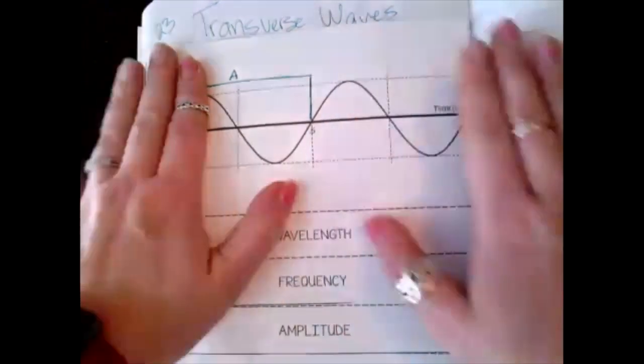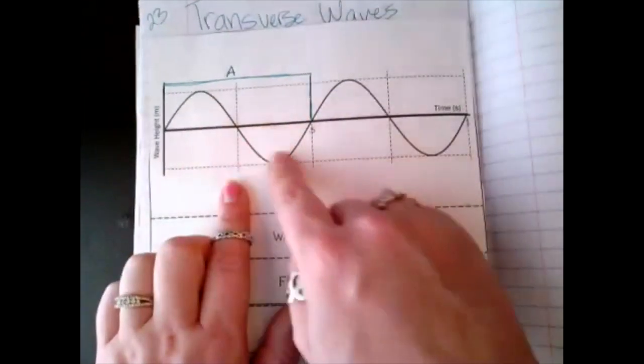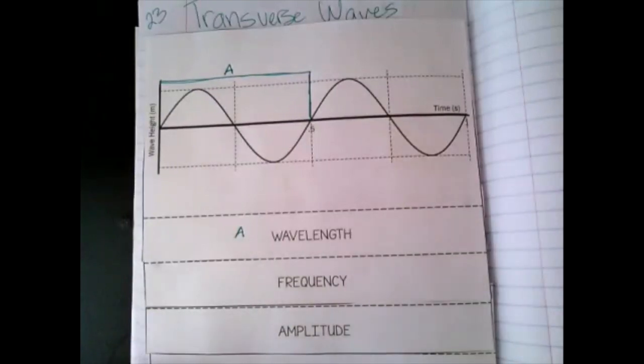So there's a couple of different ways that we could look at this. As long as you have one complete crest and one complete trough, you are good to go.